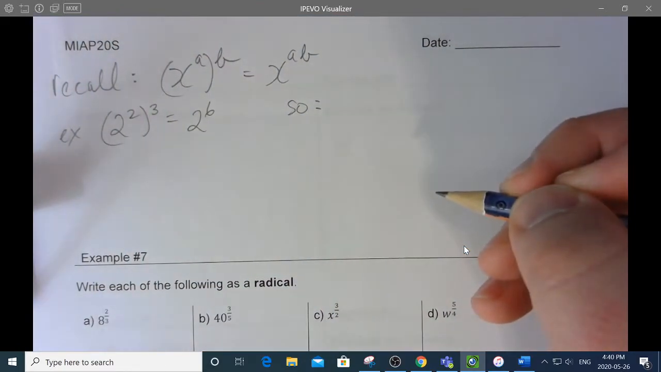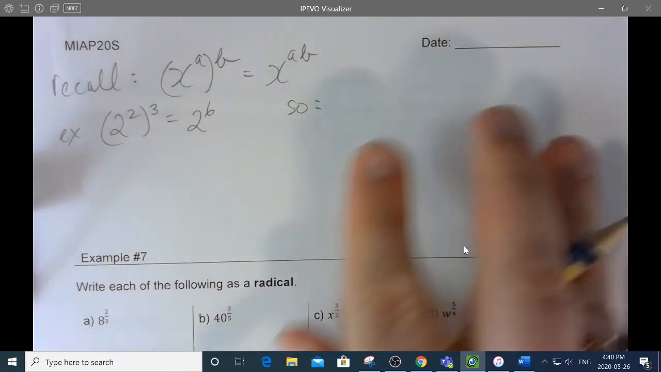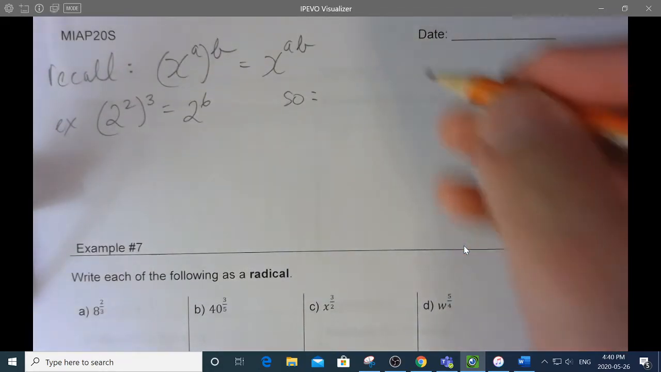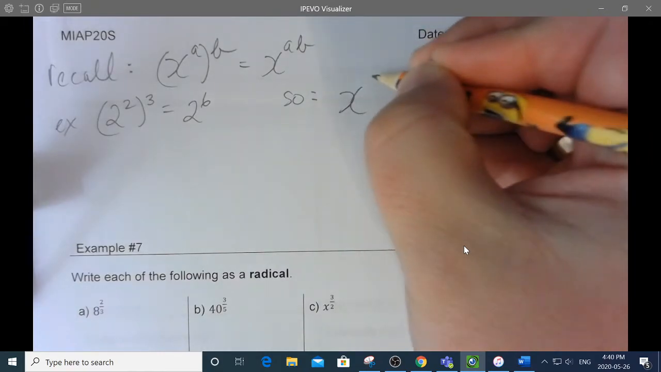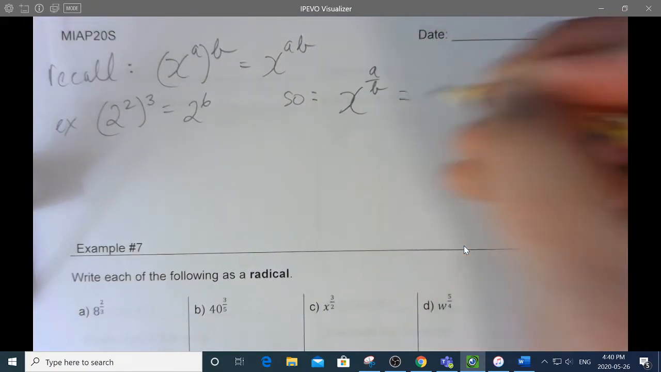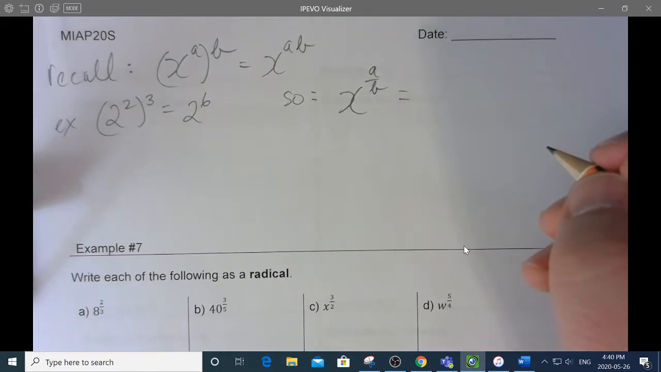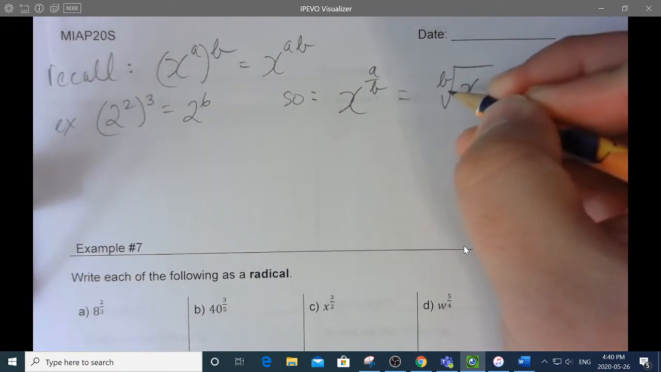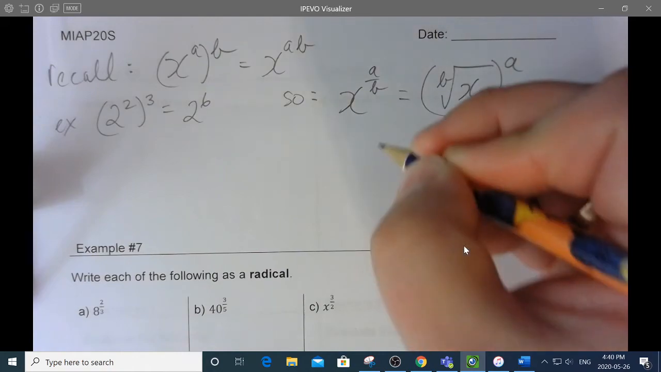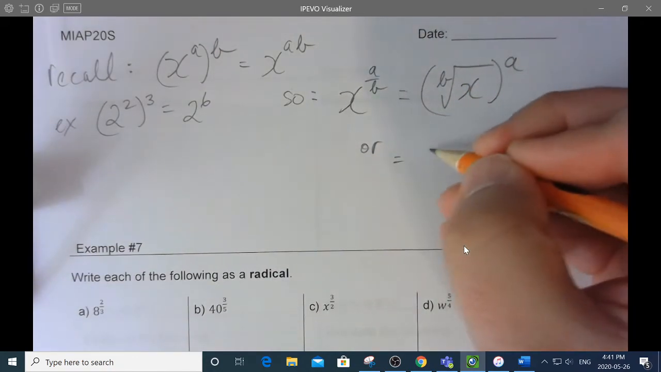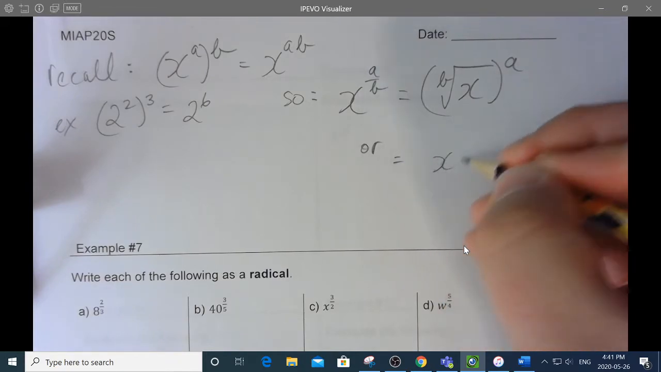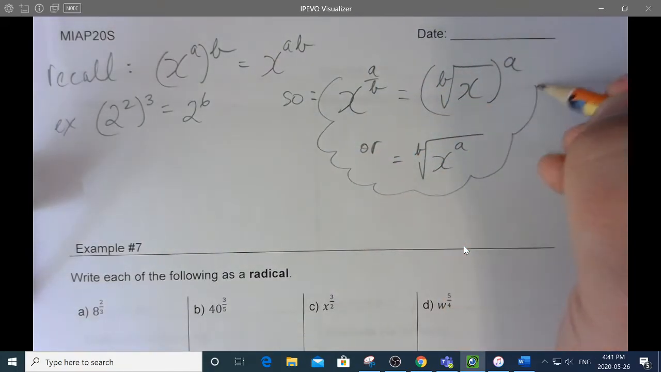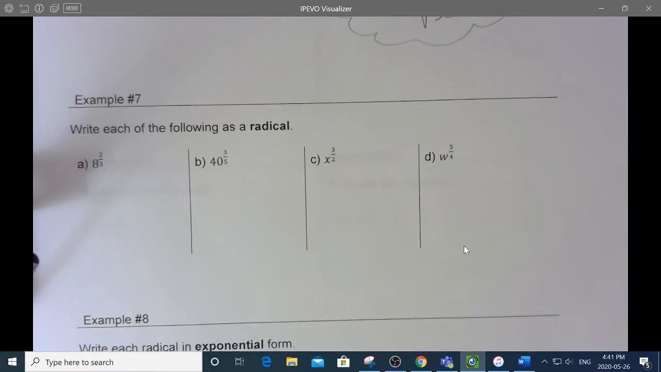So this is fun. I'll just write the rule algebraically and see if you can figure it out numerically, which is kind of backwards from the way I did the rest of this lesson. If I have x to the a over b, it's like saying one of two things. You can write this two different ways. You can either say that it's the bth root of x to the power of a, or you can say it's equal to x to the a all bth rooted. Say what now? Let's do some examples.